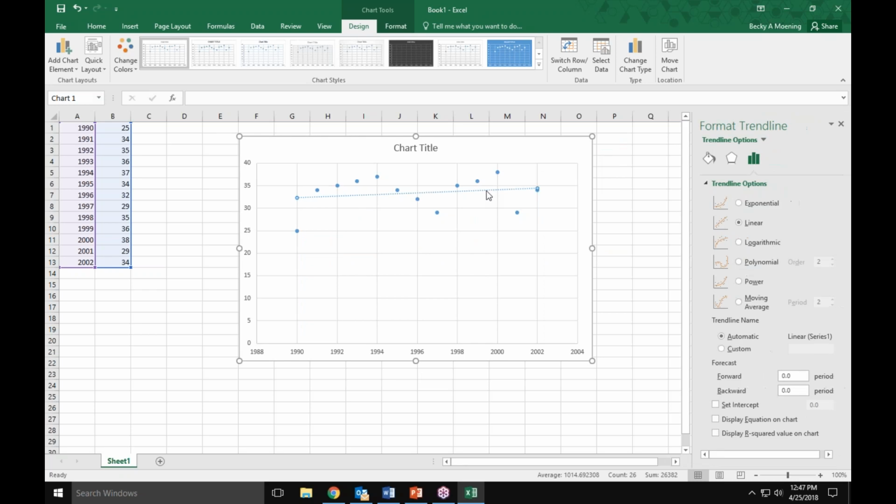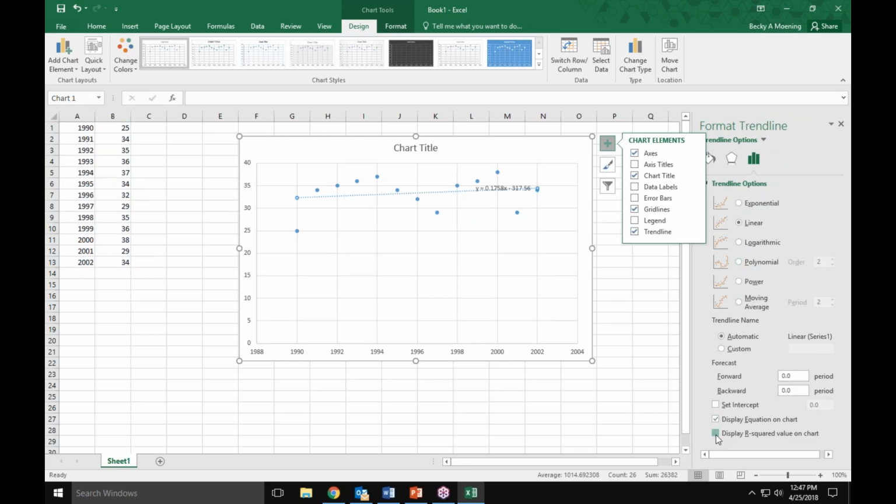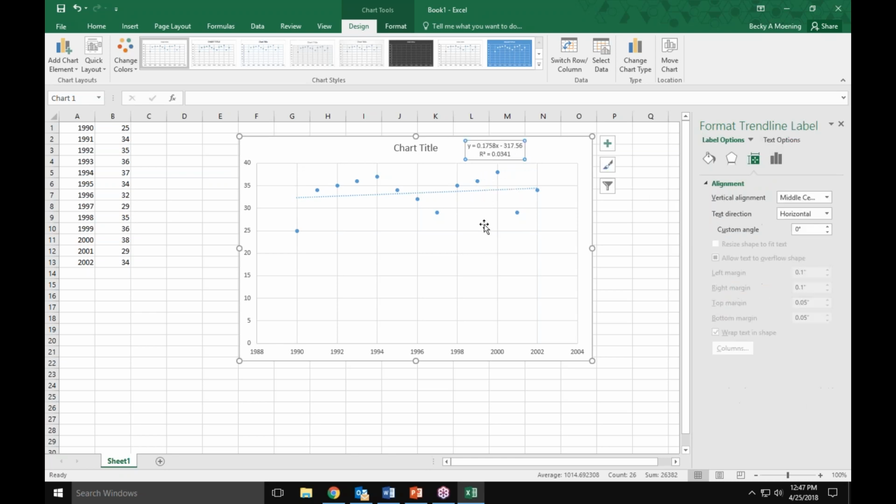Now, if I double click on that trend line, it brings up all this stuff on the right, and it says Format. At the very bottom, display the equation and display R squared. So we can see my slope is 0.1758, and my R squared value is 0.0341, which means these are not very close to being linear, is what that means. So from here, I could interpret my slope. We're talking about mice in my basement. The number of mice in my basement has increased 0.1758 for every 1 year after 1990. That was my interpretation of my slope.